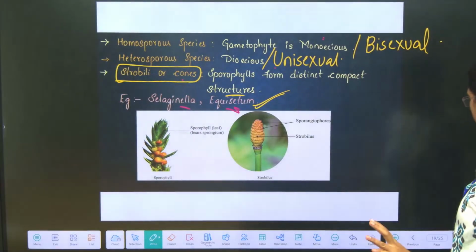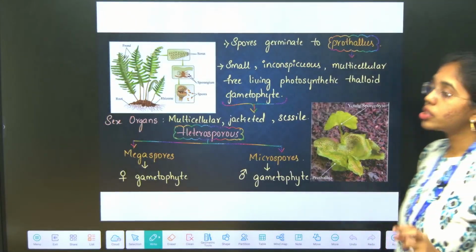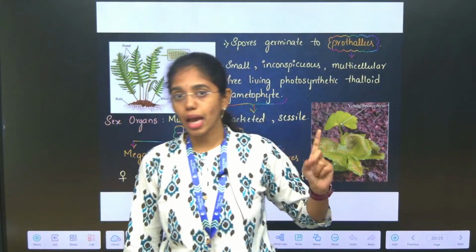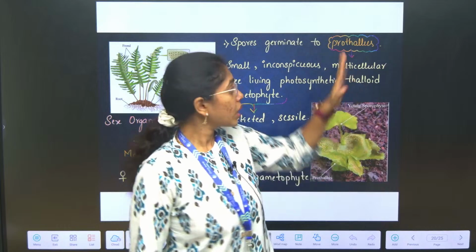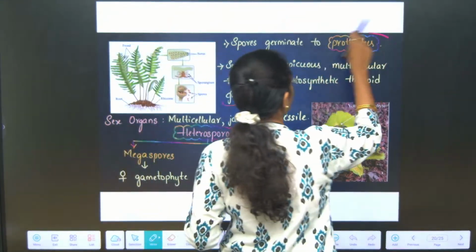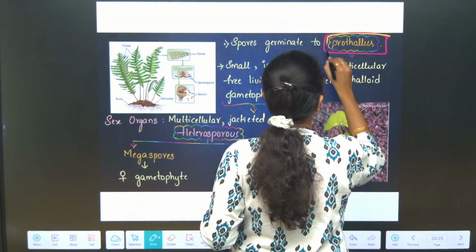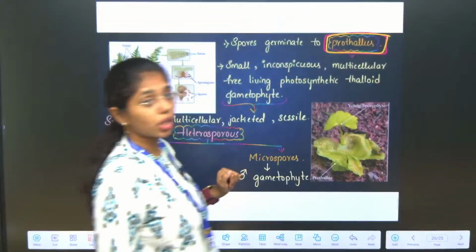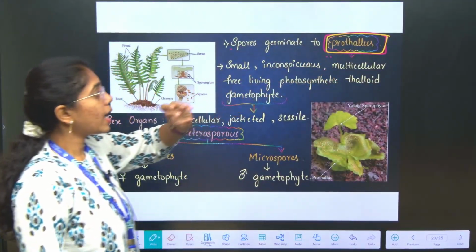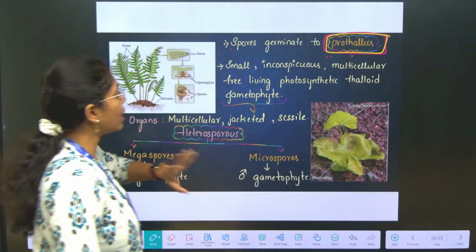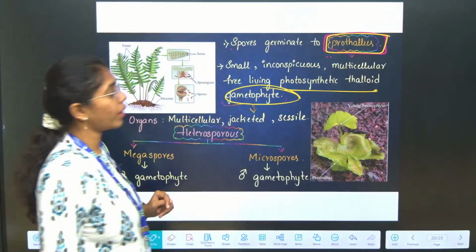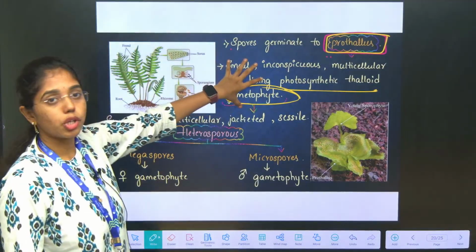You have to remember. So spores will germinate into what? In bryophytes, the primary gametophytic structure is protonema. Here in pteridophytes, the primary gametophytic structure is prothallus. So spores first germinate into prothallus. Prothallus is a small, inconspicuous, multicellular, free-living photosynthetic thalloid gametophyte. This is the description of prothallus.